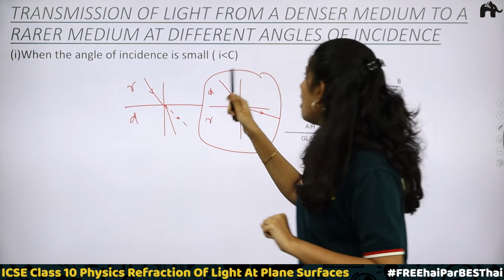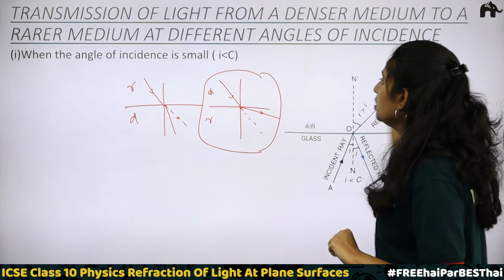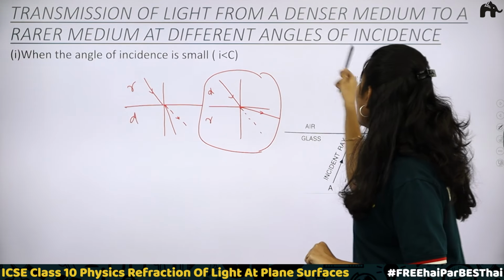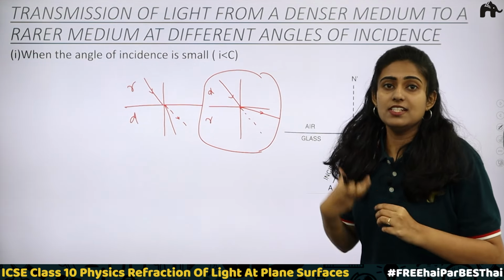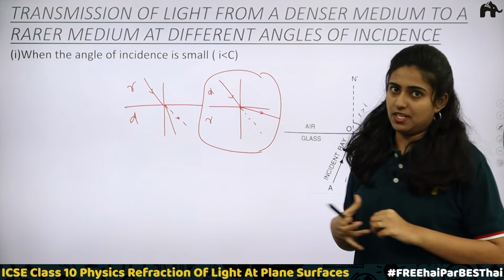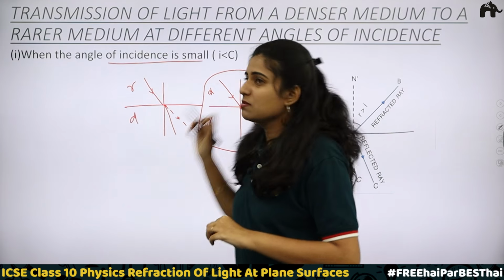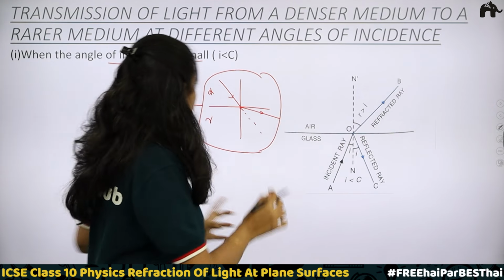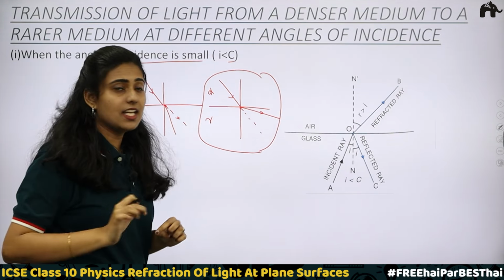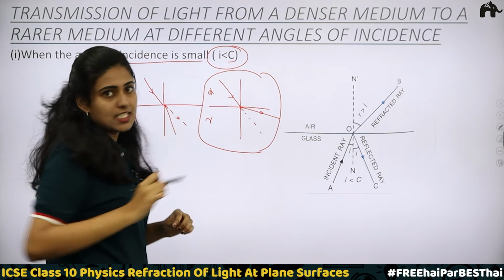Transmission of light from a denser medium to a rarer medium at different angle of incidence. When angle of incidence is increased, what is happening? Let's see. So, first case is when the angle of incidence is small. For small angle of incidence, here we have a C. This C is called critical angle. We'll understand what critical angle is.